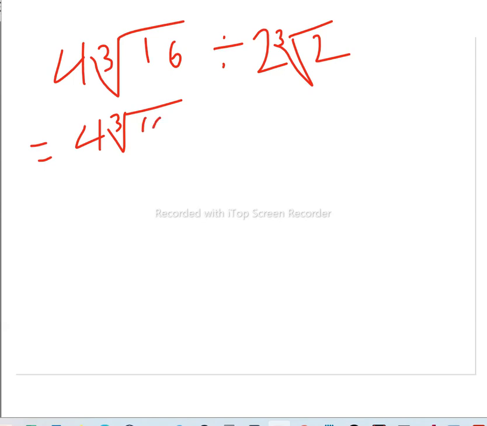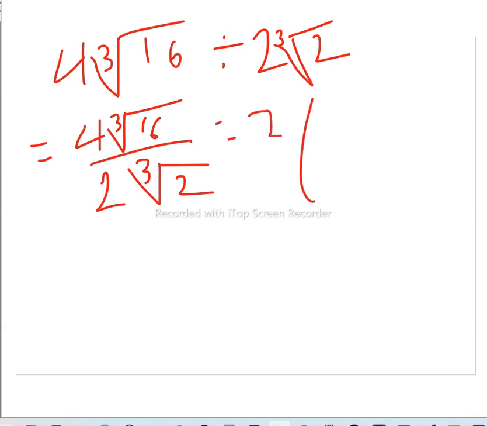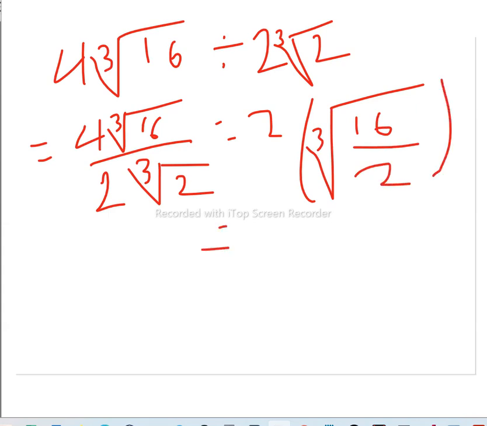Here it will be 60 over 2 under the cube root. Here we have 5 and 2. We can write this equation, we can represent this as divide by this line. Four divided by 2 will be 2. Since they have the same index, we can take one of them. Here we have 3, and we will put 60 over 2 here.